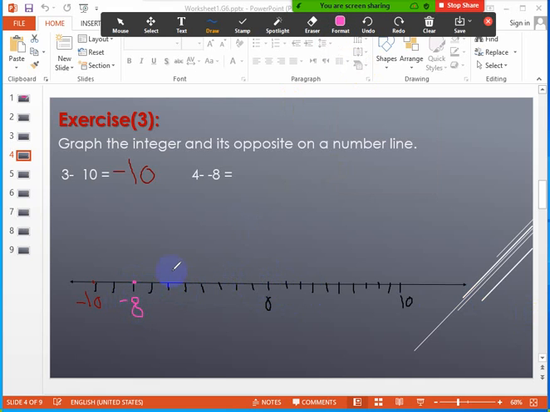Yes, Asma, what is the opposite of the -8? 8, very good. It will be on the right side or on the left side of 0? On the right side, right? On the right side of 0. On this side, right? This is 8 on the number line. Thank you, Asma.